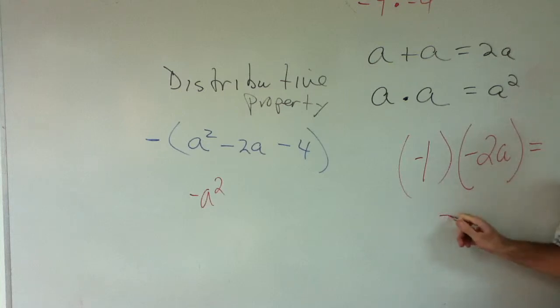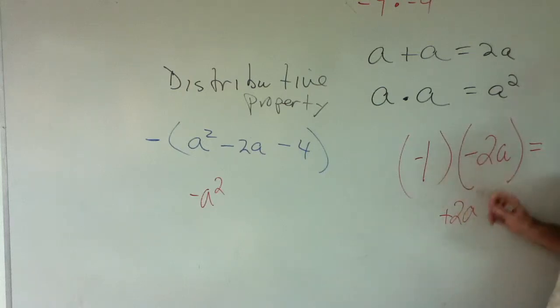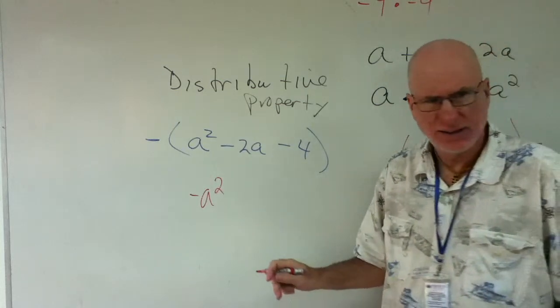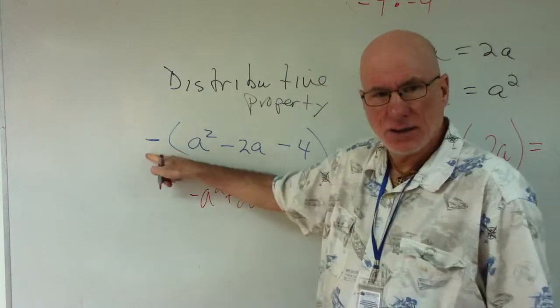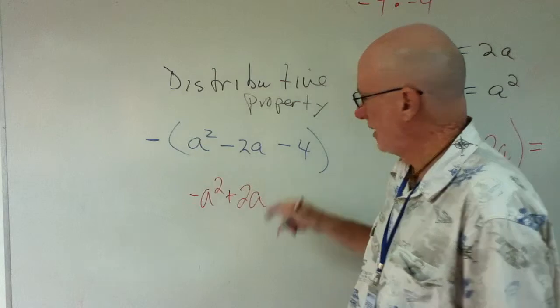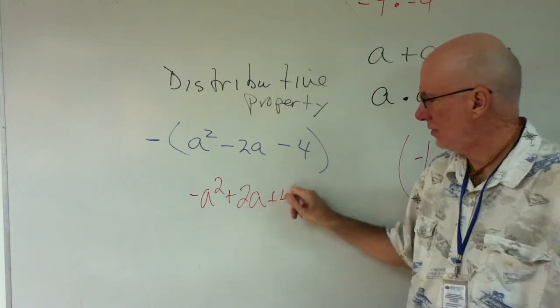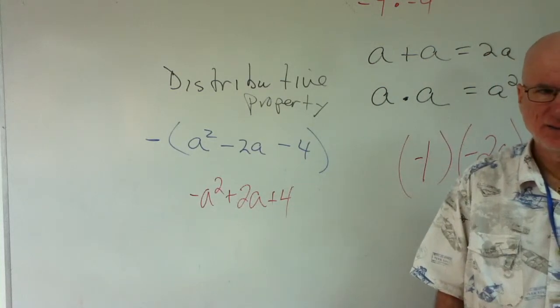That's right. Positive 2a, right? Very good. Negative times negative is a positive. 1 times 2a, that's exactly it. Well done, Veronica. So that's going to be a positive 2a. Question, what's negative times negative 4? Positive 4. Very good. Excellent. Do you get it?